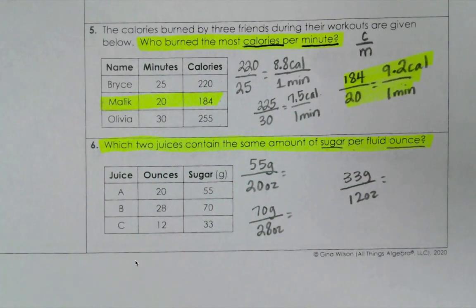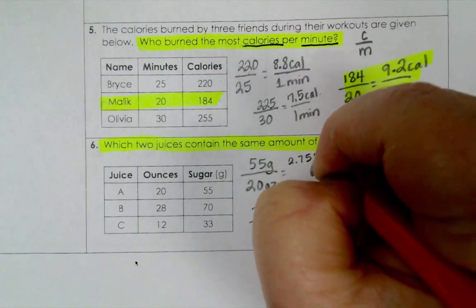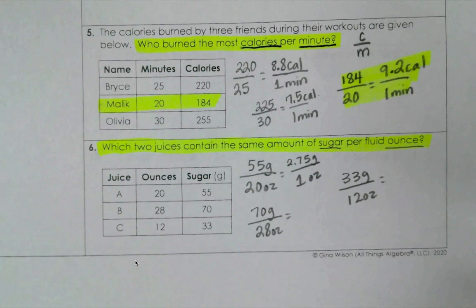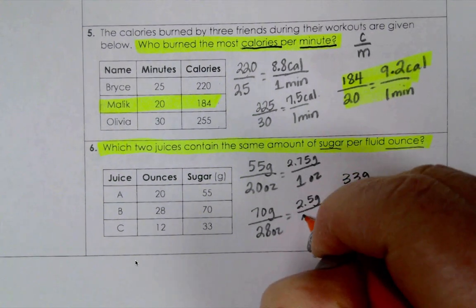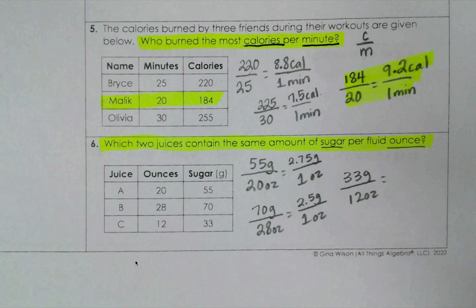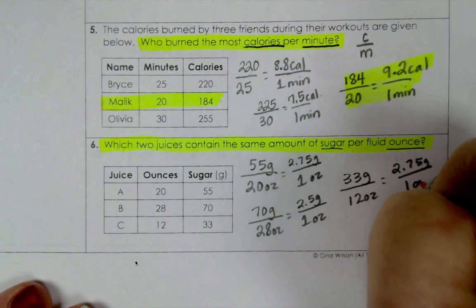And now we're going to find the unit rate for each one, okay, before we go back and dive into that question. 2.75 grams per 1 ounce. I have 70 divided by 28, 2.5 grams per 1 ounce. That's pretty bad though, y'all. Sugar is the enemy. Divided by 12. And this is 2.75 grams per 1 ounce.